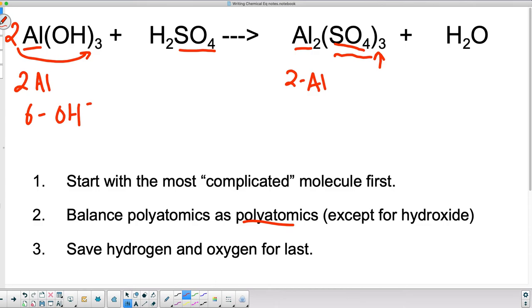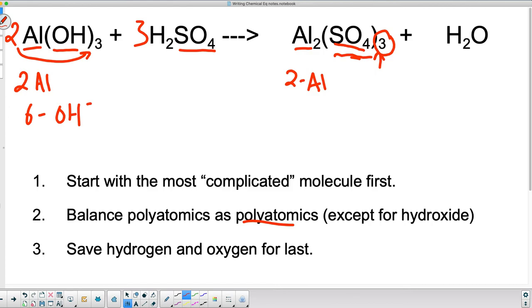So I have 3 on the right-hand side because of that subscript right there. So I'm going to put a 3 on the left-hand side. I do not have 4 SO4s, I have 1 SO4. Otherwise, if I had more than 1, I would see parentheses, just like I do on this side over here and over here on the left-hand side with hydroxide. Notice I have parentheses there too, which means I have more than 1 OH.